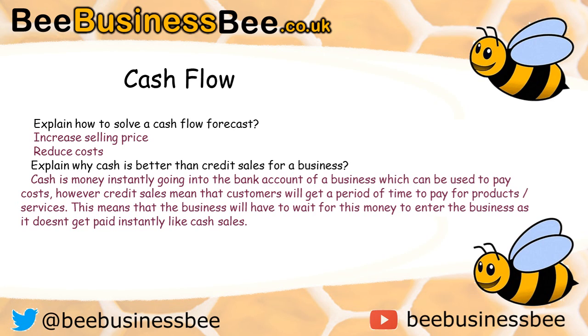Explain why cash is better than credit sales for a business. Well, cash is money going instantly into a bank account of a business, which can be used to pay for costs. However, credit sales mean that customers will get a period of time to pay for their product or service. This means that a business will have to wait for its money to enter the business, and it doesn't get paid instantly. So think about that logically, as we said before.